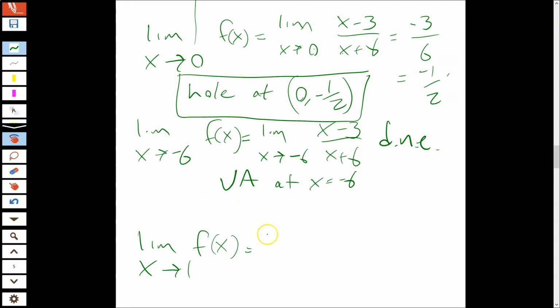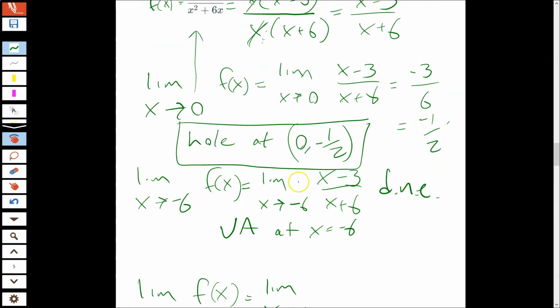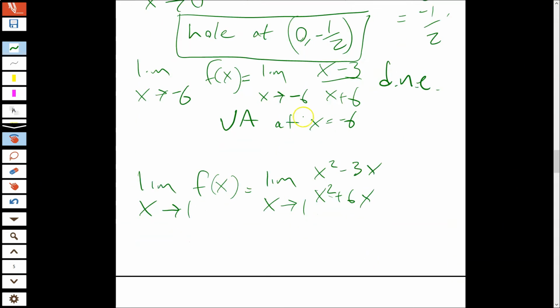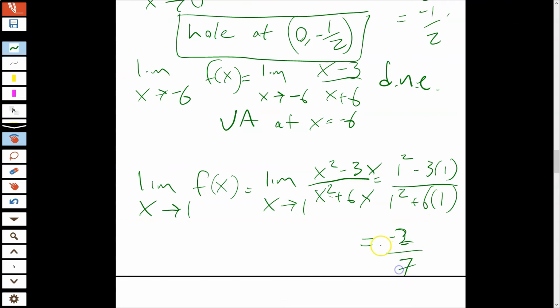That's going to be just equal to, you can use either your original function or the simplified function. It doesn't matter because they're equivalent outside of the hole. The limit as x approaches 1 of x squared minus 3x over x squared plus 6x. Well, in this case, we can just plug it in, right? So we'll get 1 squared minus 3 times 1 over 1 squared plus 6 times 1. And then what do we get here? 1 minus 3 is negative 2, over 1 plus 6 is 7, so negative 2 sevenths.